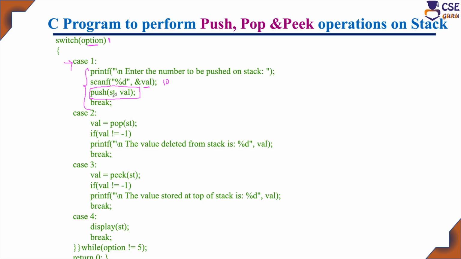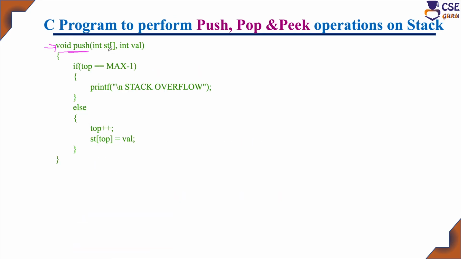Here, we need to pass the parameters: the stack data structure and the value. Value is 10. Immediately control will go to the user-defined function push. Void push, and here the stack data structure we need to pass as a parameter, and the value you need to pass.